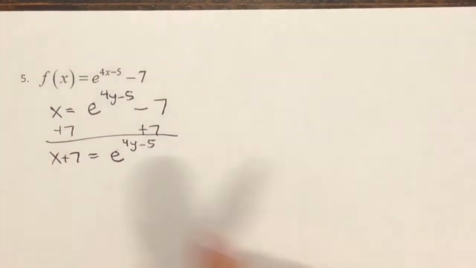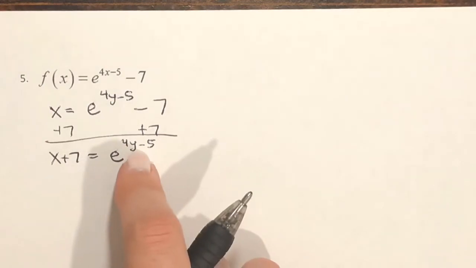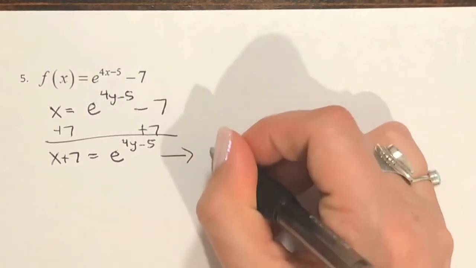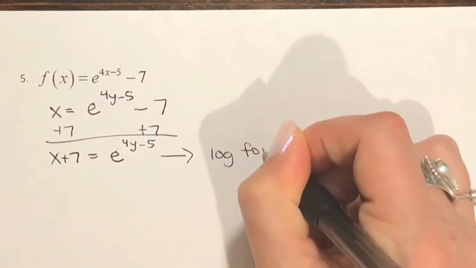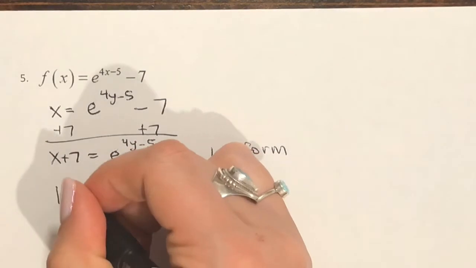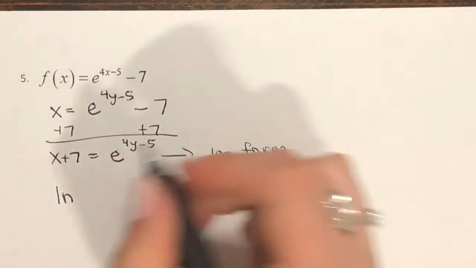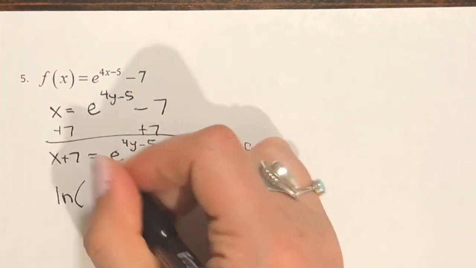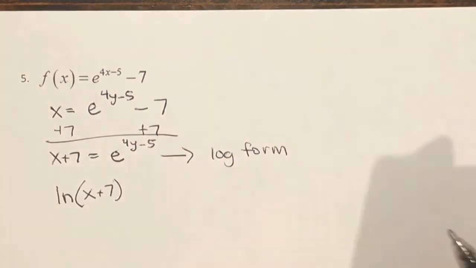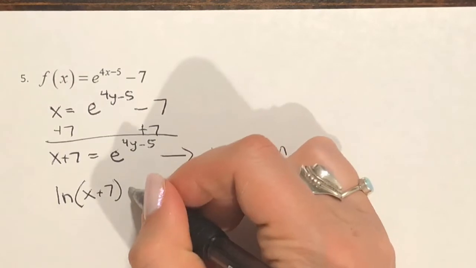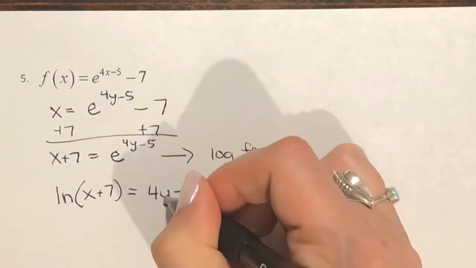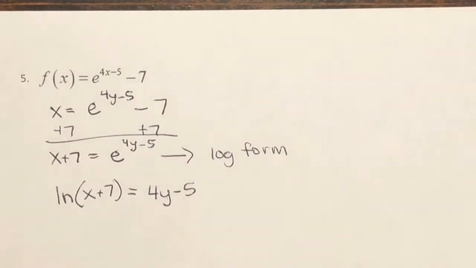But once we get to this step, I can no longer do anything while it's in the exponent. So to get it out of the exponent, we're going to go to log form, which, when your base is a base e, is the natural log. So we have the natural log, and then whatever it was initially equal to, this x plus 7, is now going to go inside the natural log, and your exponent is what it's equal to. And that's how we get the y down to where we can actually isolate it.